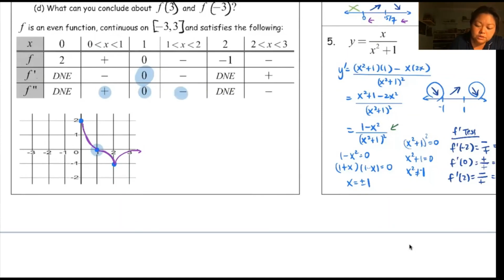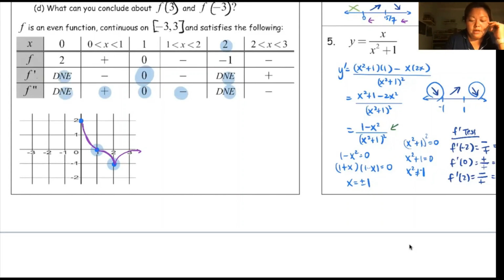Secondly, at x equals 2, my first and second derivative are both DNE. Well, this point is a cusp. Should my first derivative be does not exist? Absolutely, because a cusp doesn't have a derivative, so that should be the case, right? Now let's go back to the first one. What about this DNE and this DNE?